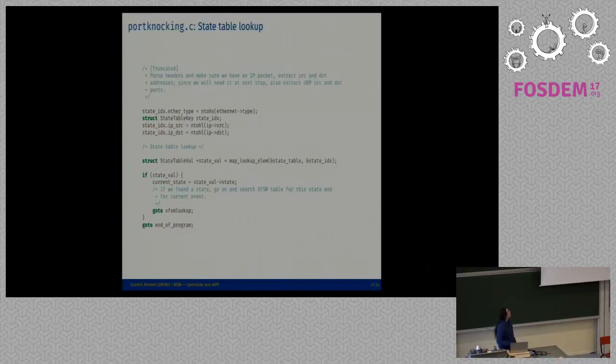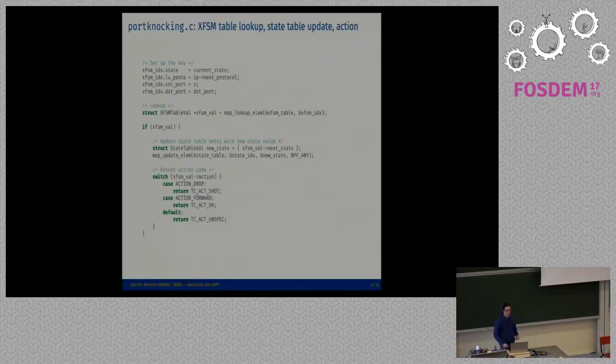That's the file for a program. Part of this file, obviously, I skipped everything about header processing. So I just jumped to the state table lookup. I have to set a key, and then perform my lookup with one of the eBPF helper functions from the kernel that make it able to access the maps. If I get a return value from these maps, then I go to the XFSM lookup. Otherwise, but I should not reach this point, I go to the end of the program and return some kind of error code.